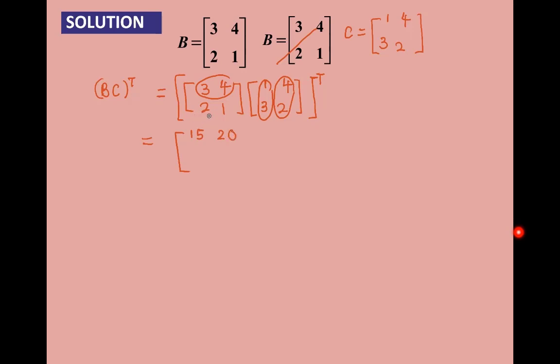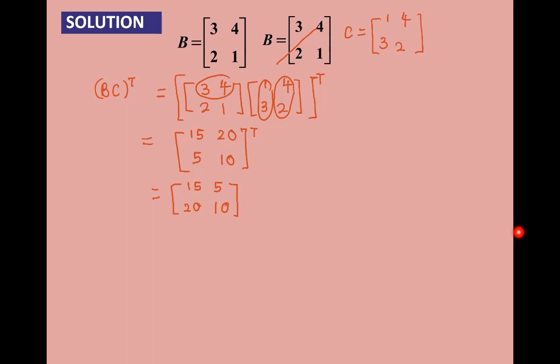Okay, now next is row 2, column 1. 2 plus 3 is going to be 5. And 8 plus 2 is going to be 10. So this is the product of B times C, and we have to find the transpose. So this is going to be [15, 5; 20, 10]. Okay, so we have done the first part. We managed to find (BC) transpose.